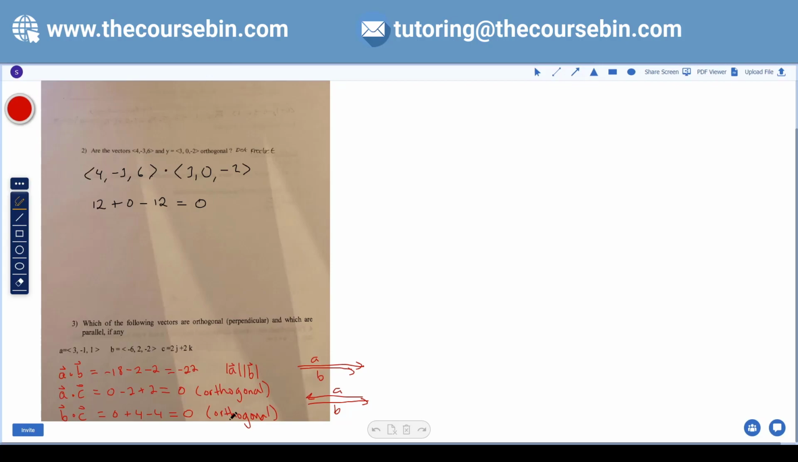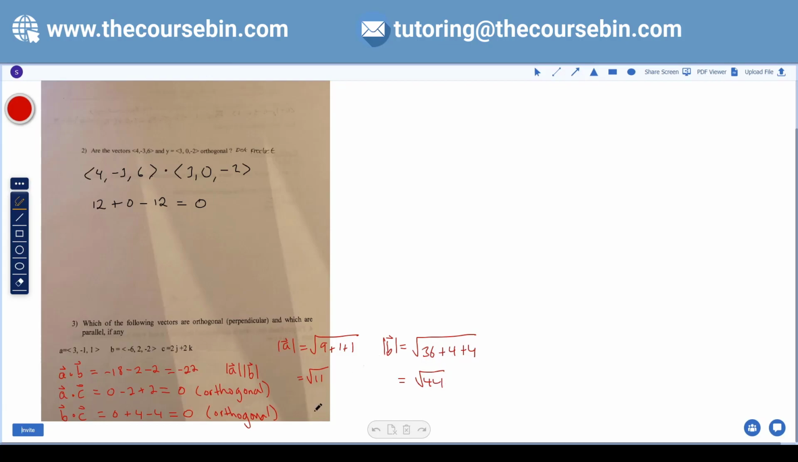So based on the formula, would it be negative 22 equals root 11 times root 44? Yeah, let's see. Because if we do the magnitude of A, that gives us the square root of 9 plus 1, which is square root of 11. And then if we do the magnitude of B, that gives us 36 plus 4 plus 4, radical 44.